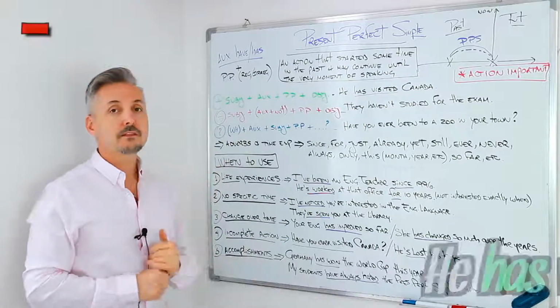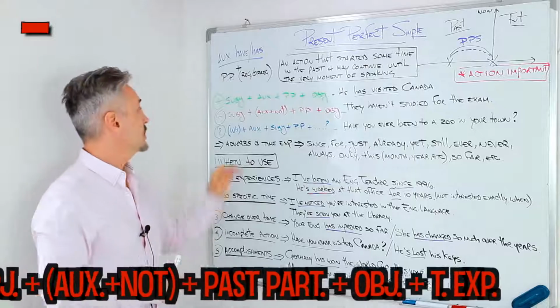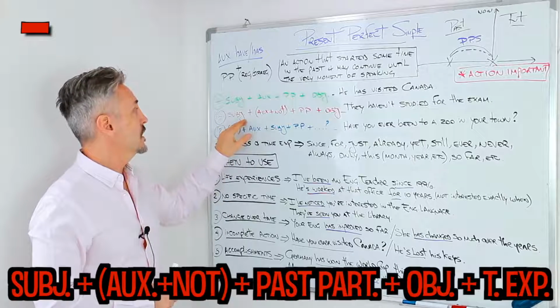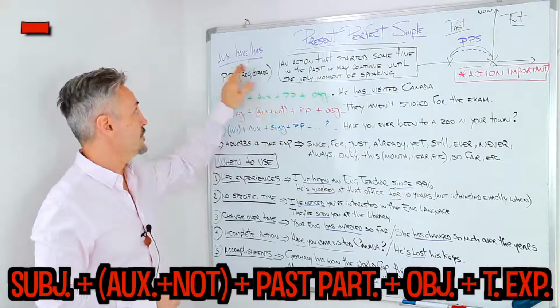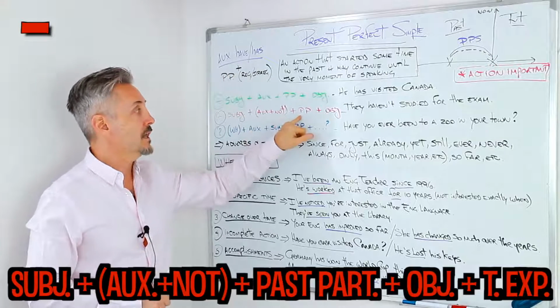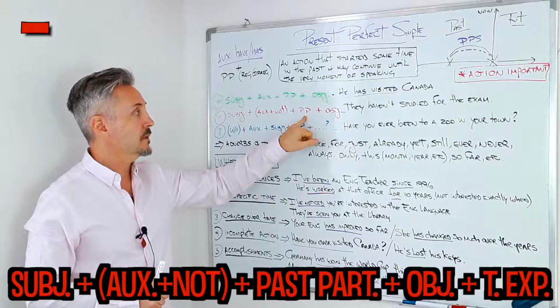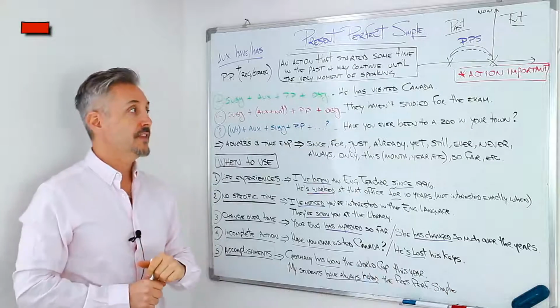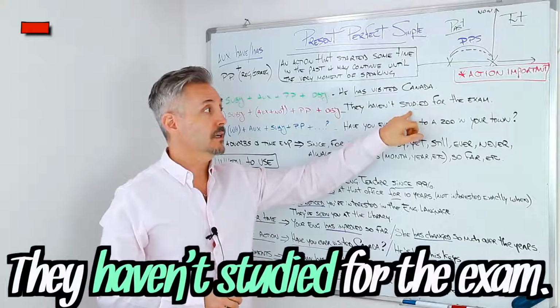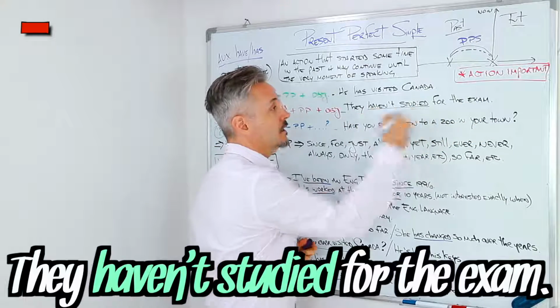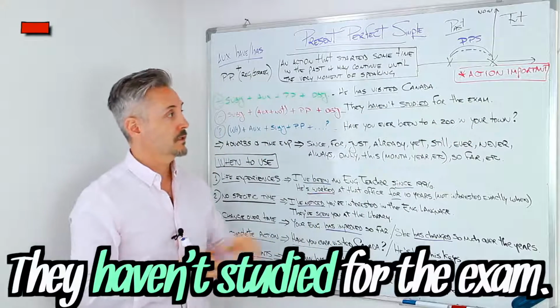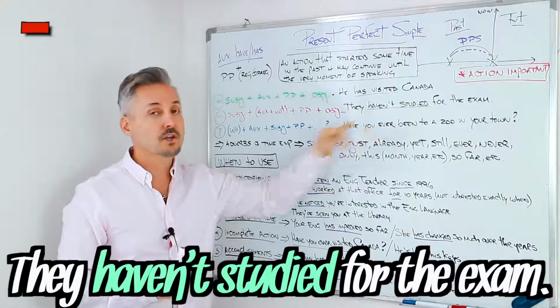Okay, the negative sentence is with the subject. Then we need the auxiliary plus not, so have or has plus not. Then the past participle, and then the object. They haven't studied for the exam. So the action is important, not when.